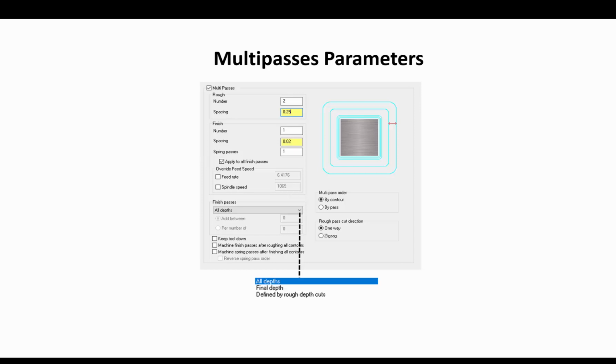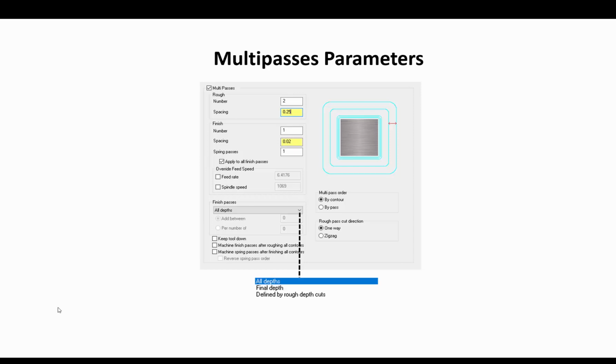Machine finish passes after roughing all contours performs finish passes after all rough cuts and depth cuts have been completed. Machine spring passes after finishing all contours performs spring passes after all finish cuts and depth cuts have been completed.